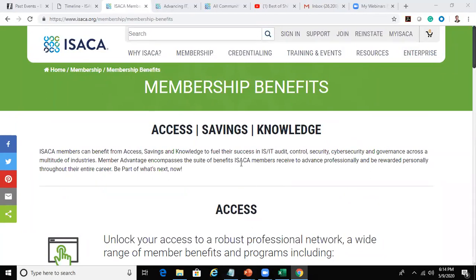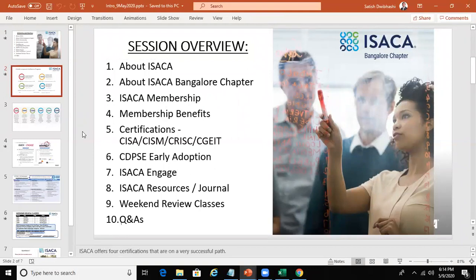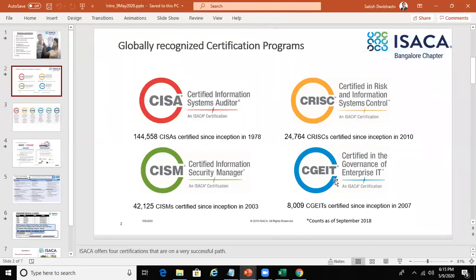So with that, let's move to the next point, that is certifications. I'm just going back here to see, am I covering everything? We've spoken about ISACA, about the Bangalore chapter, about the membership value, about the benefits. Now let's move to the certifications. I think that's where most of you are eager to know, and what certifications.